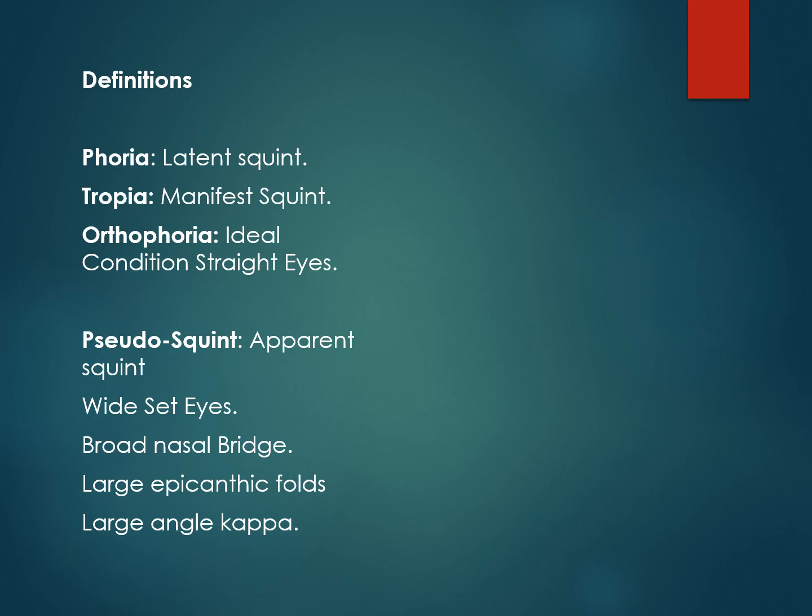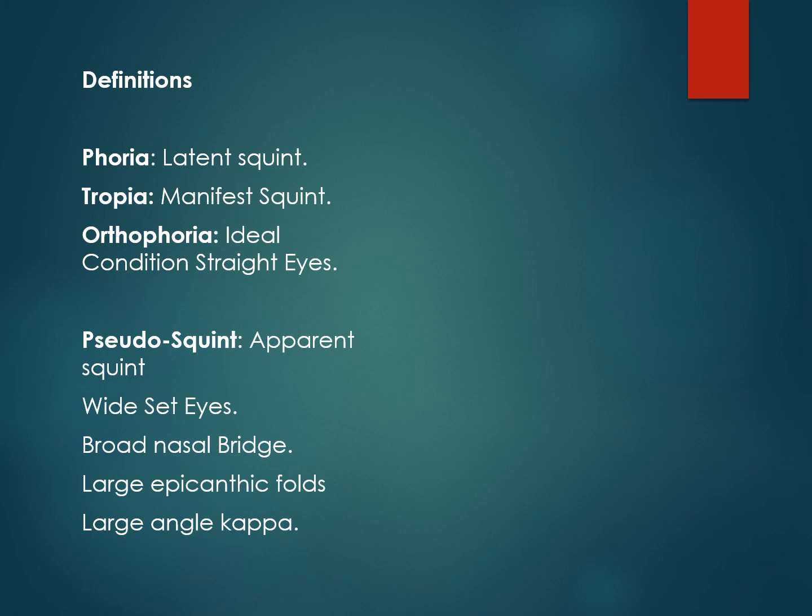Few definitions. Phoria, it is latent squint. Tropia, it is manifest squint. Orthophoria, it is an ideal condition in which the eyes are straight. There is no manifest or latent squint.